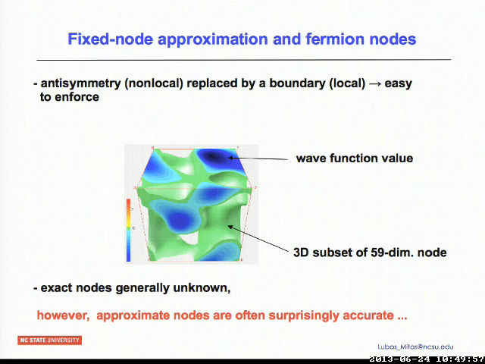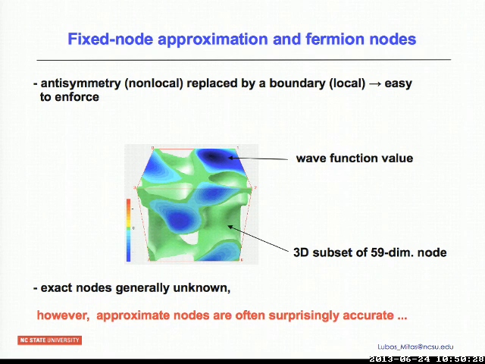It looks scary in the beginning because this is a sample of a solid calculation. This is a solid supercell. These are wave function values, and these green surfaces are a complicated 3-dimensional landscape. And this is just the 3-dimensional subset of the 59-dimensional node. It looks impossible to handle in any other way, but actually it's handled implicitly. You just write the determinant of a more complicated antisymmetric function.